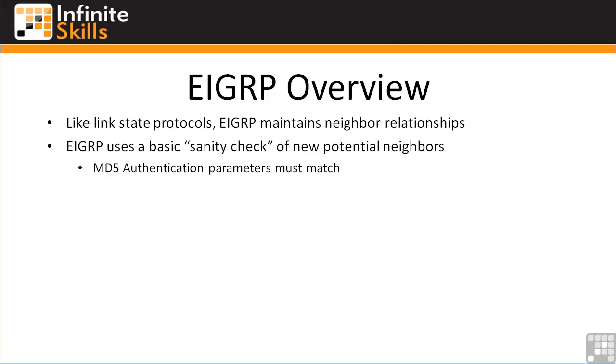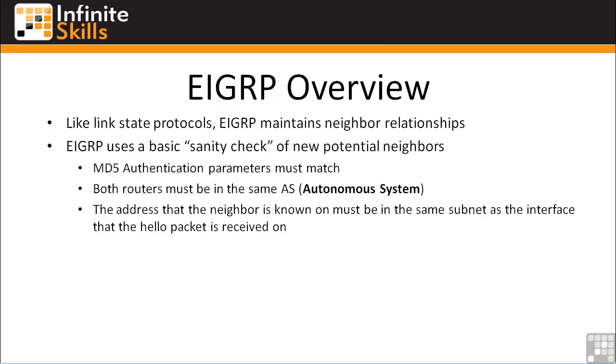Now, you're not required to use MD5 authentication, but if you're not using authentication on one interface, then you can't be using MD5 authentication on any of the other interfaces. So they have to match either present or not present. Both routers must be in the same autonomous system, and the autonomous system is simply a number that you give the EIGRP system. And obviously you can have multiple autonomous systems in the same routing domain, but routers in different ASs cannot become neighbors. The address that the neighbor is known on must be in the same subnet as the interface that the hello packet is received on.